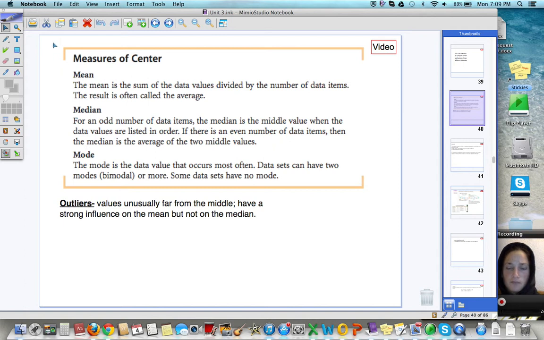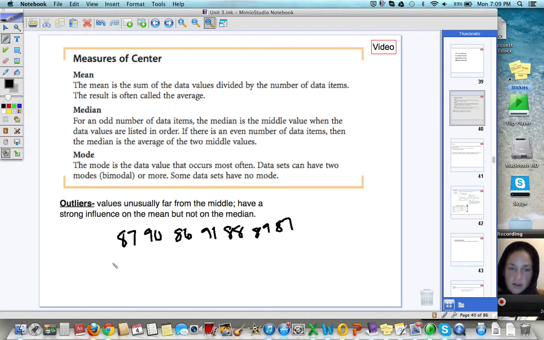Just say for a test score, this is an example, most people get like 87, 90, 86, 91, 88, 89, 87. So that's how most people do. And then an outlier would be one person gets a 43%. That's my outlier. It's not really going to affect the middle number or the one that's most often repeated, but it's definitely going to affect my mean.